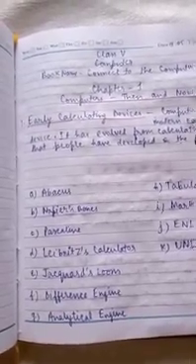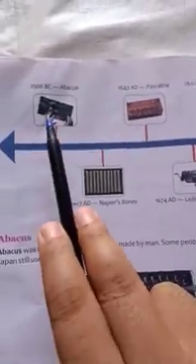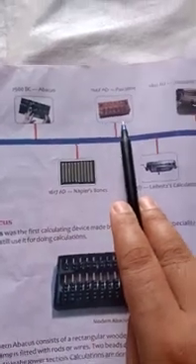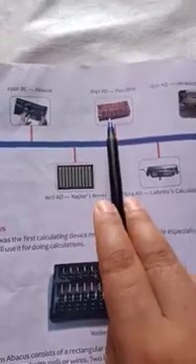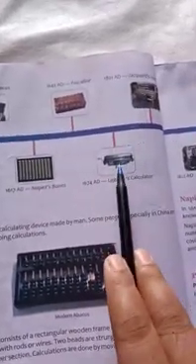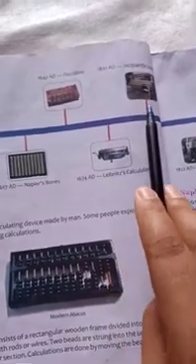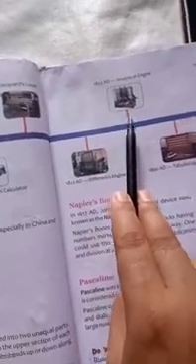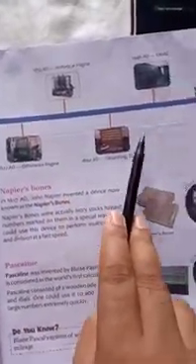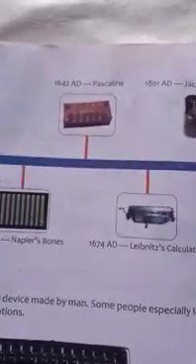I will show you in your book, that is the timeline. First is abacus, then Napier bones, then Pascaline, then Leibniz calculator, then Jacquard's loom, then difference engine, analytical engine, tabulating machine, ENIAC. This is the timeline of the early age calculating devices. Okay. Now we have to discuss first the abacus.